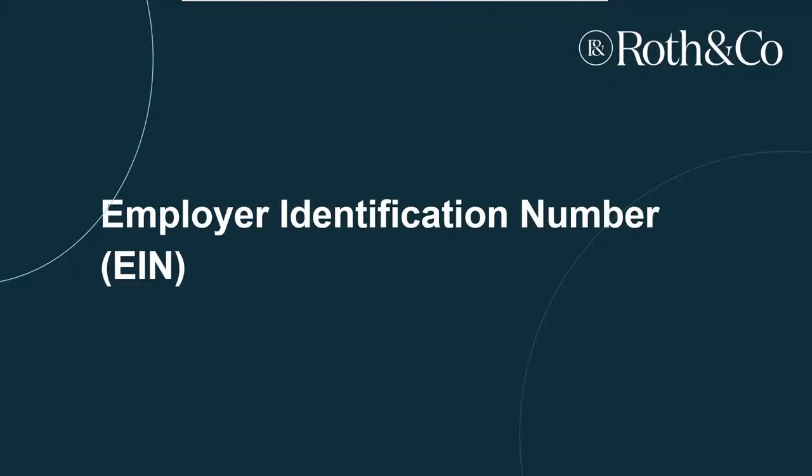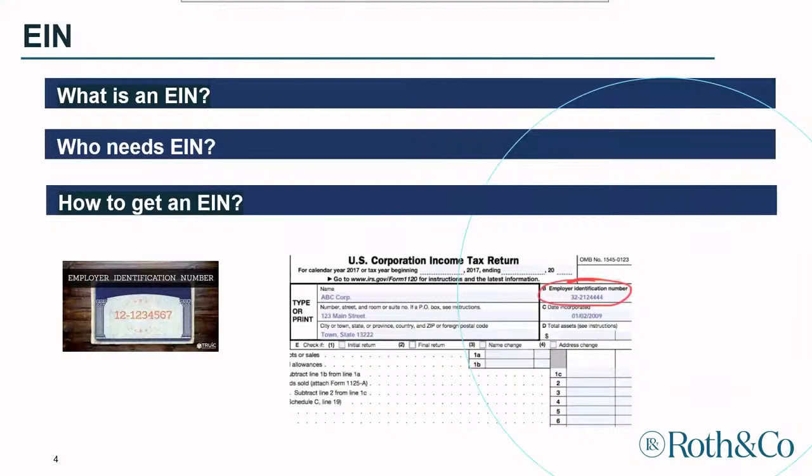Employer identification number, EIN. Why is that important? The EIN is the number that is assigned to most businesses. You get the EIN number from the IRS. They assign it to you. You can apply through www.irs.gov. And the EIN usually is important because you need to put that number when you file your tax return. It's normally 9 digits long.